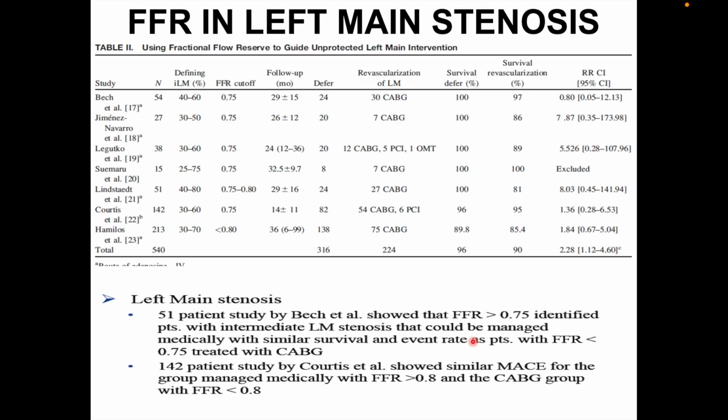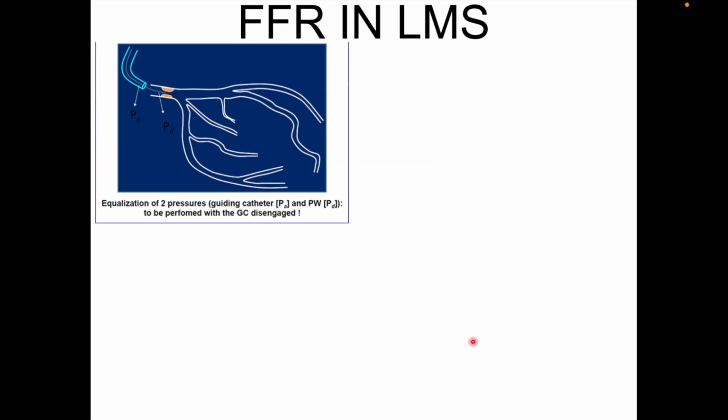FFR holds good for assessment of the left main stenosis as well. There is sufficient evidence behind it. So how do you do it? So the important thing is, if you have a left main stem lesion, especially the ostial one, you need to keep your guide catheter disengaged when you are going to do the equalization or normalization of your pressure sensor wire.